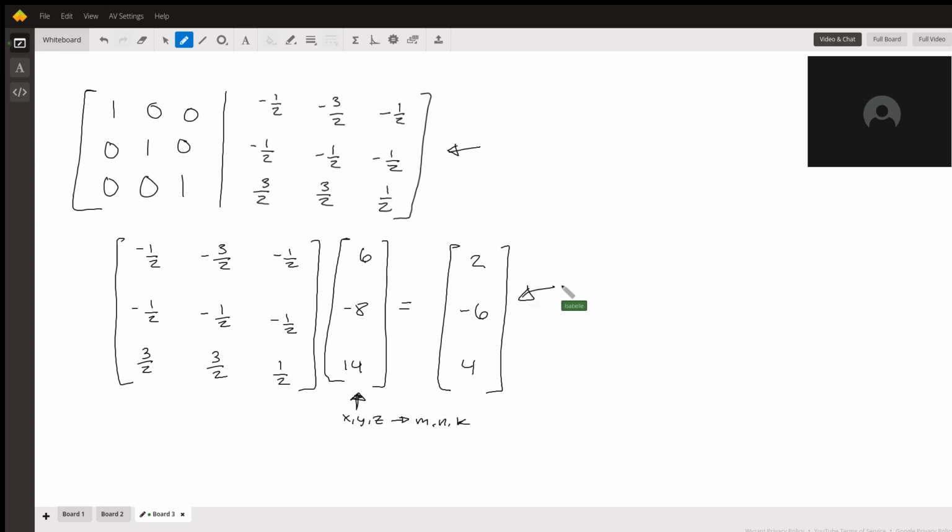And so what this represents is 2m minus 6n plus 4k. So that means that 6x minus 8y plus 14z should be equal to 2m minus 6n plus 4k. And I promise you it is, but I leave it to you as an exercise to verify that as well.